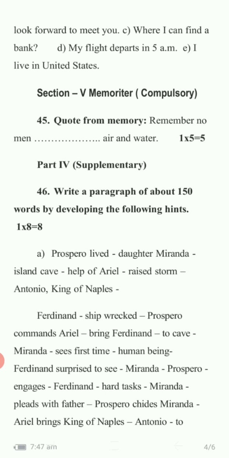Then Part 4, supplementary. Write a paragraph of about 150 words by developing the following hints. Hints development, that is the supplementary paragraph, which you also have to prepare. Your marks are 1 into 8, so you have to prepare these 8-mark questions very well. Okay children, you have to write the topic, then mention the author and develop these hints. That is there in the guide.